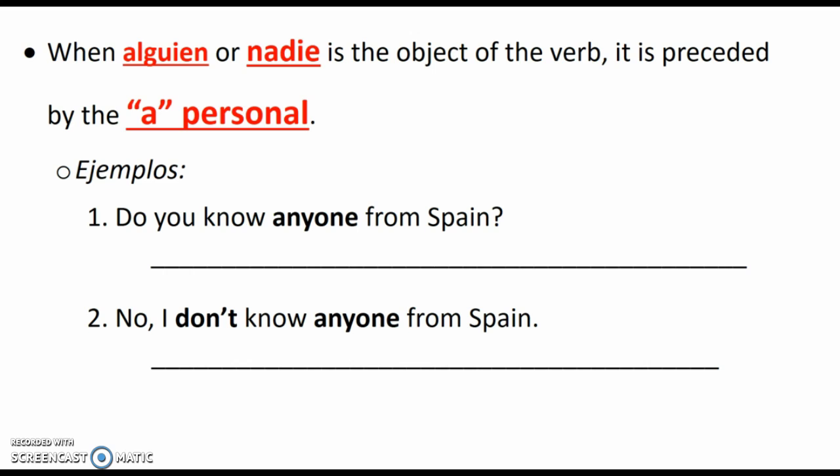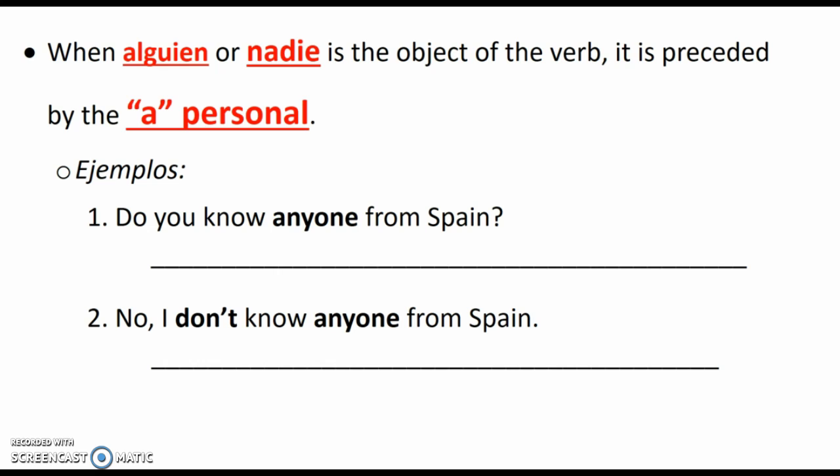So if I wanted to say, do you know anyone from Spain? The word anyone is alguien. And we would have to put this with the a personal to identify that we're talking about someone. So the word to know in Español, when you're talking about to know a person, is conocer. So, ¿conoces a alguien de España?